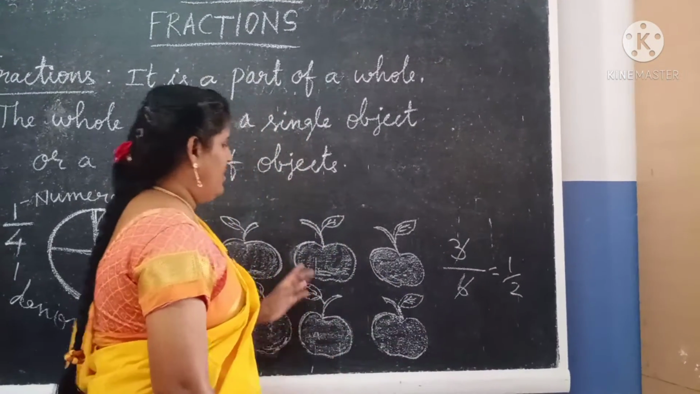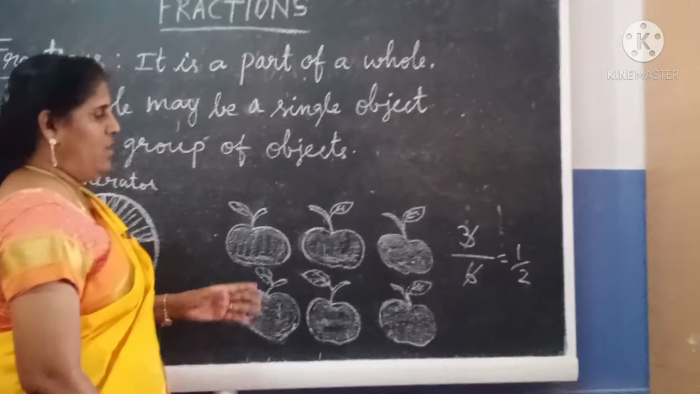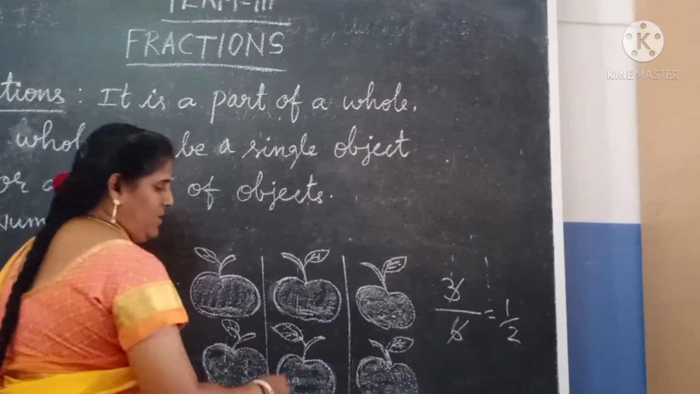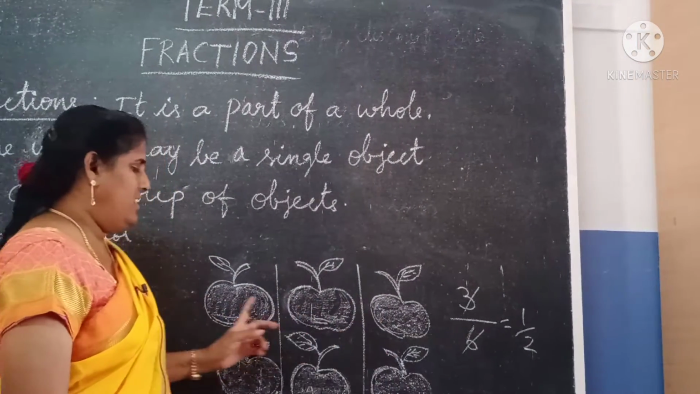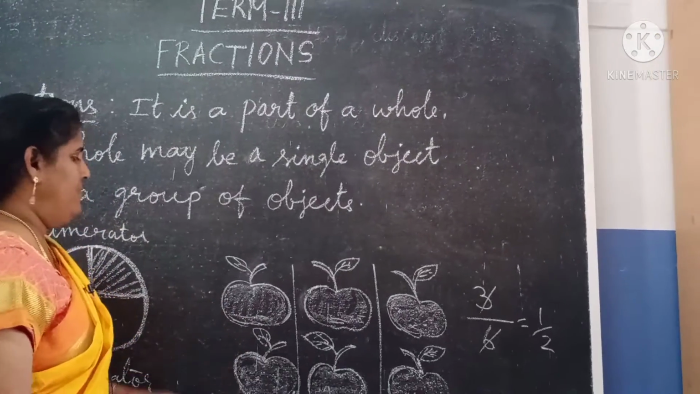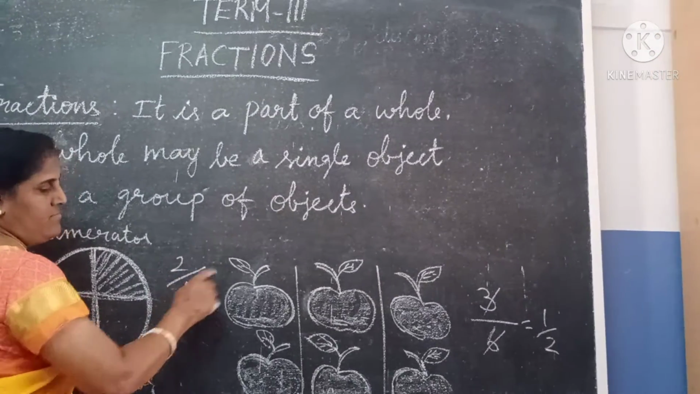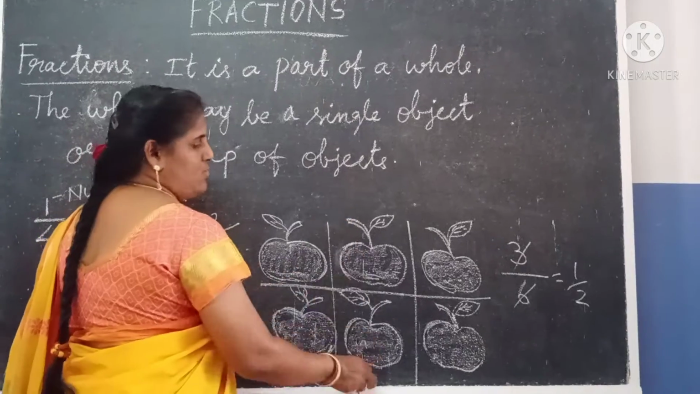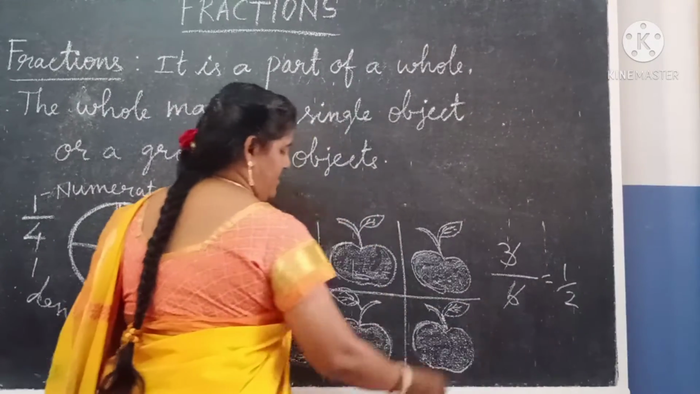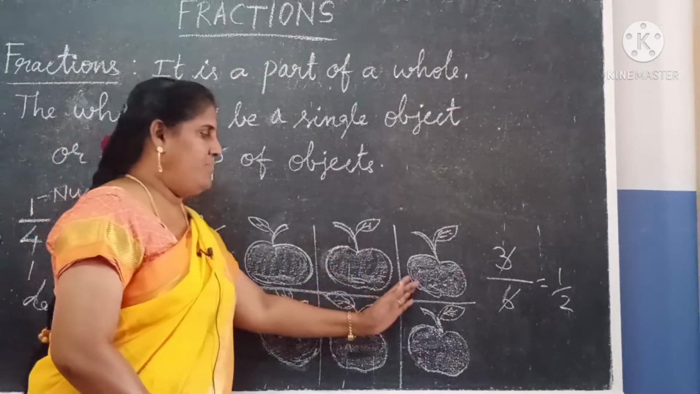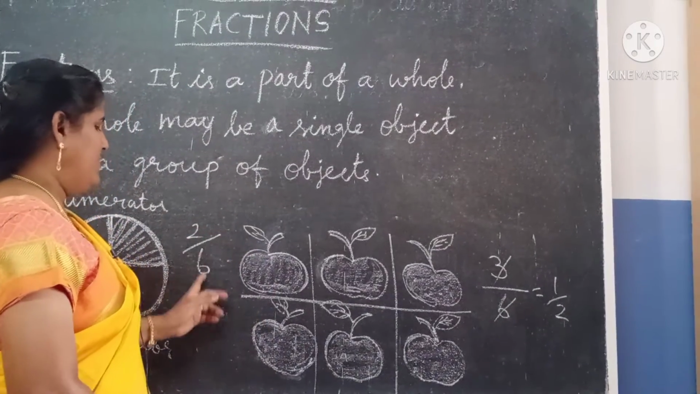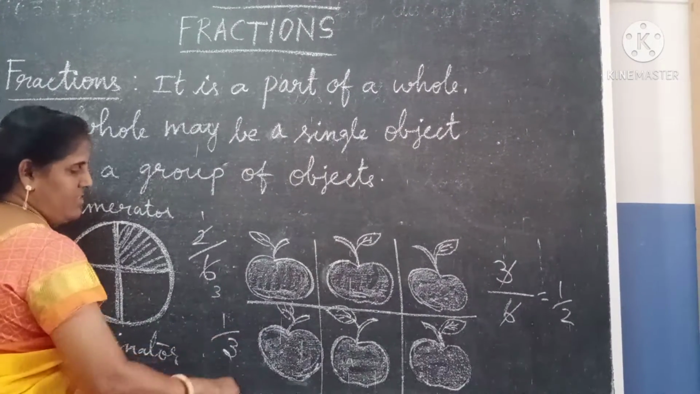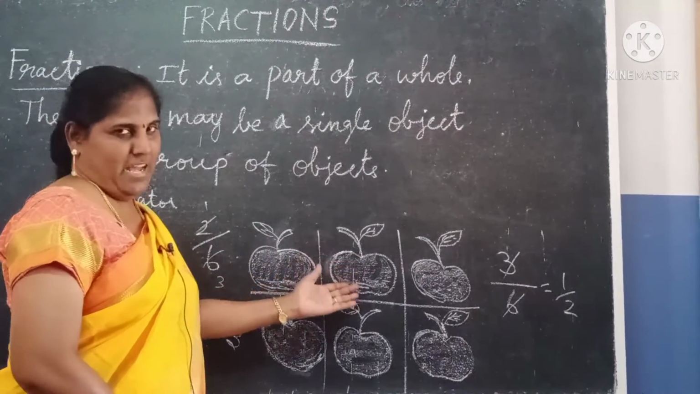If I share among 3 people, how many shares do we get? See, if I share among 3, that is 1, 2, 3. So each one gets 2 apples. So each one gets 2 out of 6. If I divide into 3 parts, each one gets 2 out of 6. If I simplify by the 2 table, 1 time, 3 times, the answer is 1 by 3. So that is called fractions.